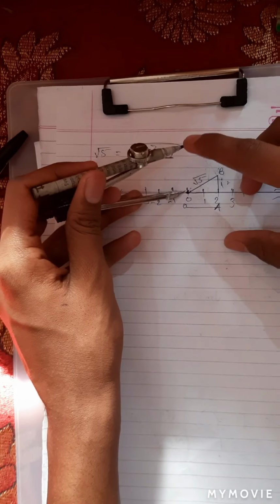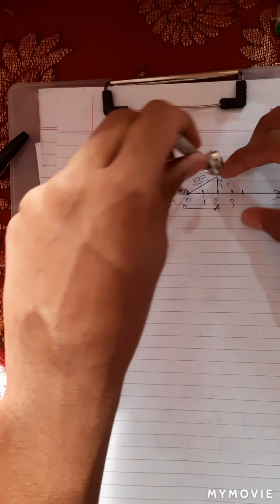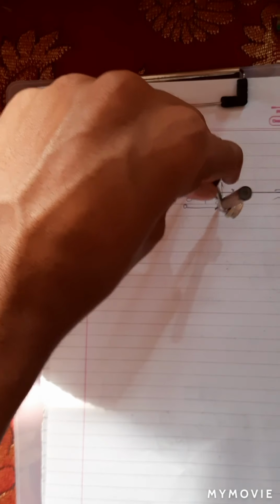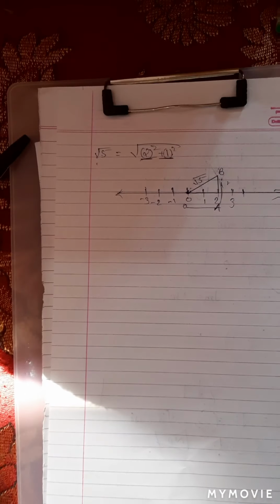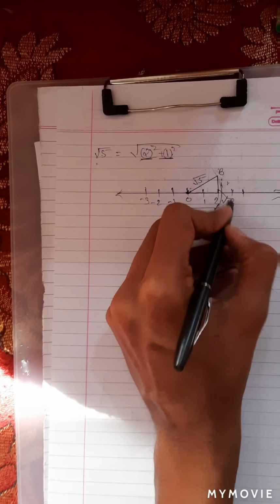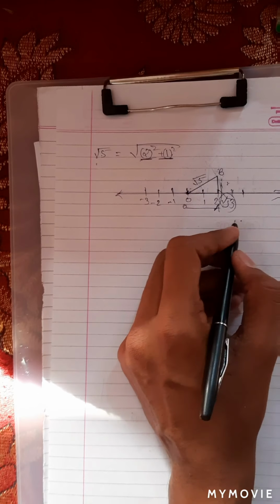So now we will again take a compass, place one end at O and one end at B, and we will cut the number line at a point. The point where this cuts the number line is the value of root 5. So hence we found the value of root 5.